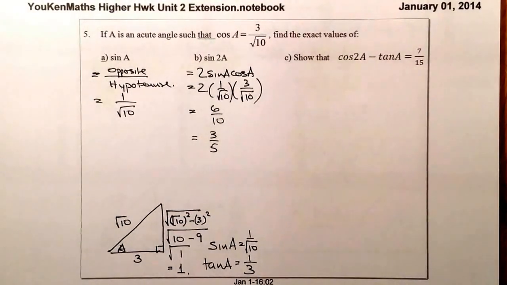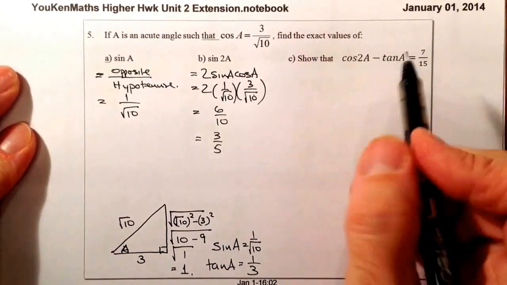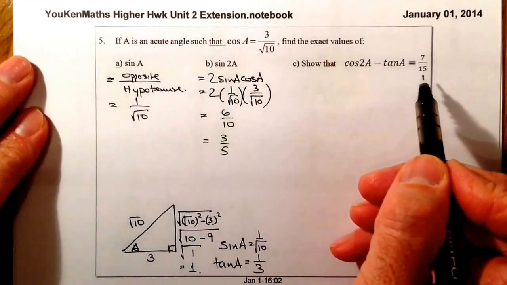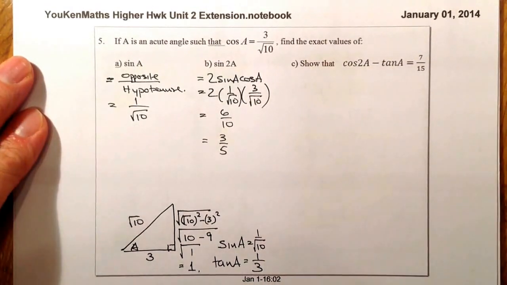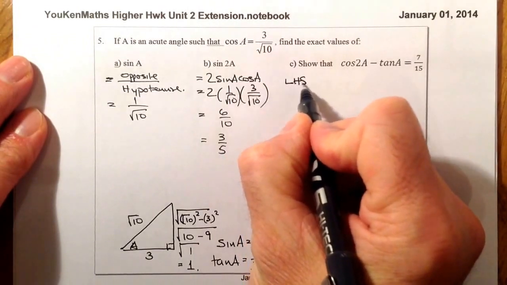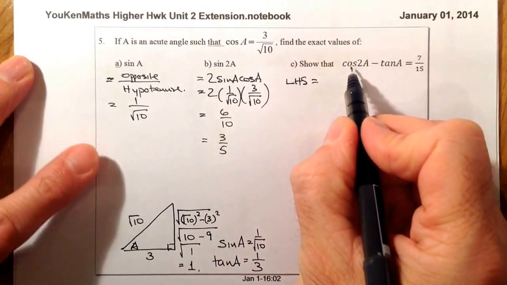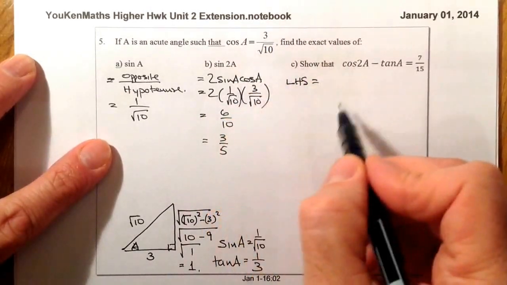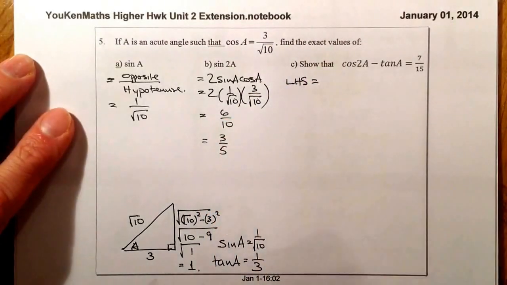Right, so now for the extension piece of work that we're going to do. So we've got cosine 2a minus tan a equals 7 over 15. So let's see how we go about solving that one. So the first thing I'm going to do is I'm going to work on the left hand side. So the left hand side, I know that that's cosine 2a.